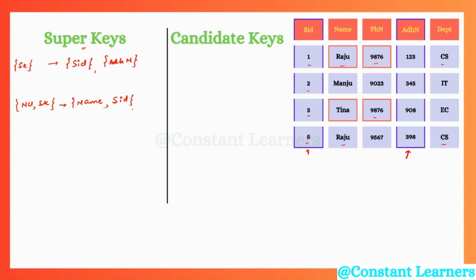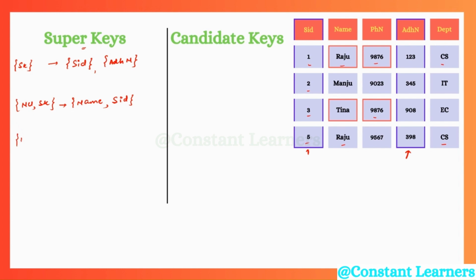This will become a super key? Yes. Similarly, a combination of SID and phone number will also be a super key. Aadhaar number and department will also be a super key. Aadhaar number and name will also be a super key. So, any non-key attribute, when it is combined with a super key, will again give us a super key.